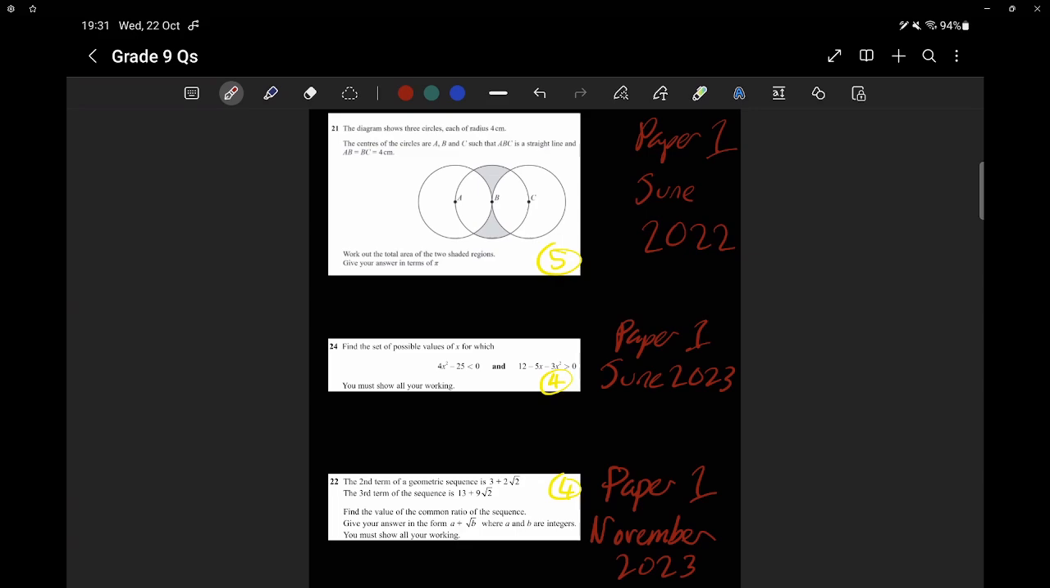Hello, and for this video we're going to be looking at some grade 9 questions that were the last questions to show up on a few GCSE papers. As we can see here on the screen, we are just looking at paper 1 today. I'll be making other videos on paper 2 and paper 3, but for now we're looking at paper 1.